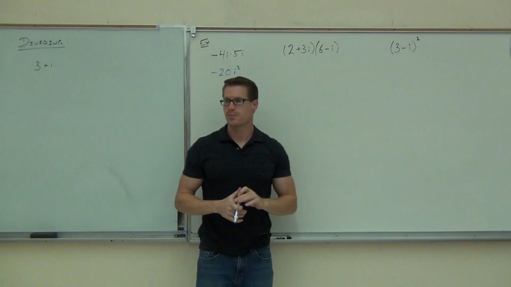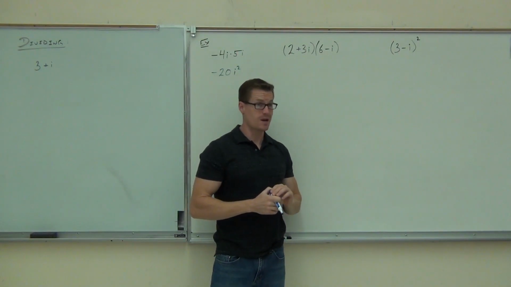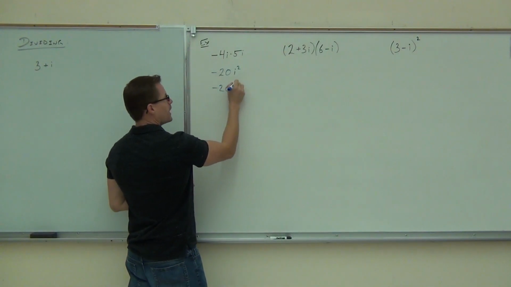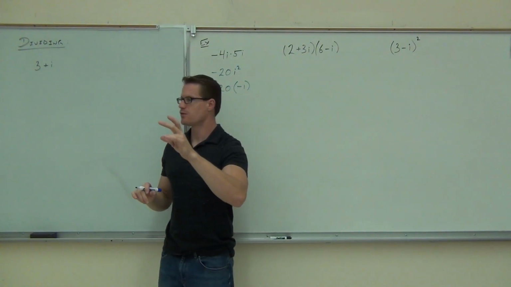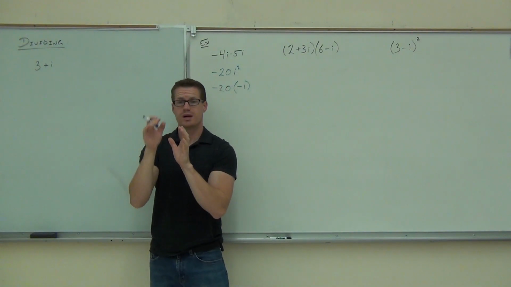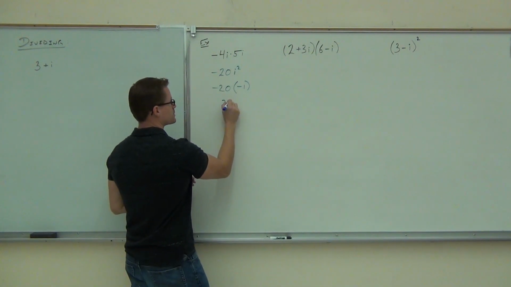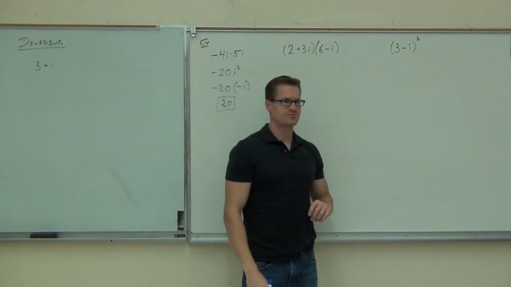Did you get that far? Did you leave it? No. Are you ever going to leave an i squared? No. Never. You do have -20, but the i squared actually means -1. It's the square root of -1 times itself, or the square root of -1 squared. Any square of a square root, gone. We get -1 out of that. That gives us +20. Yes? All right.